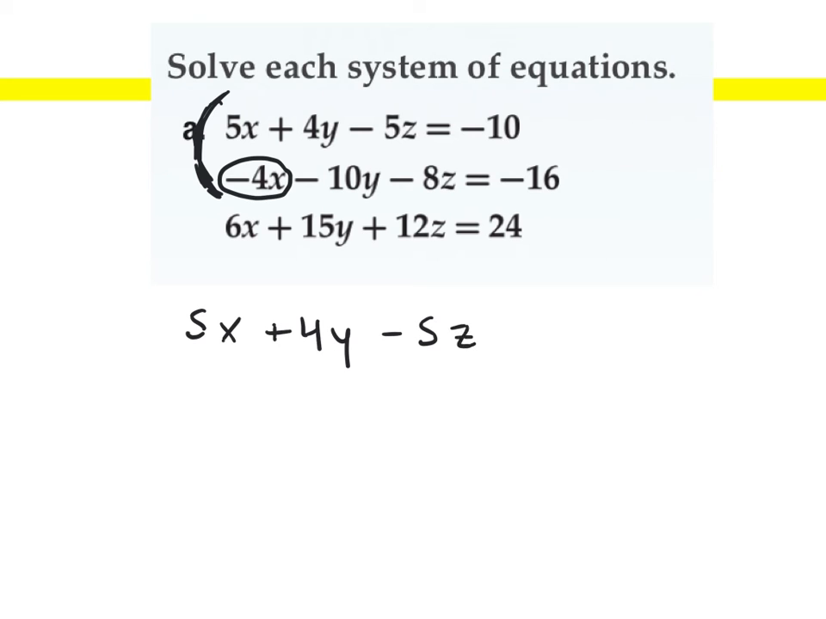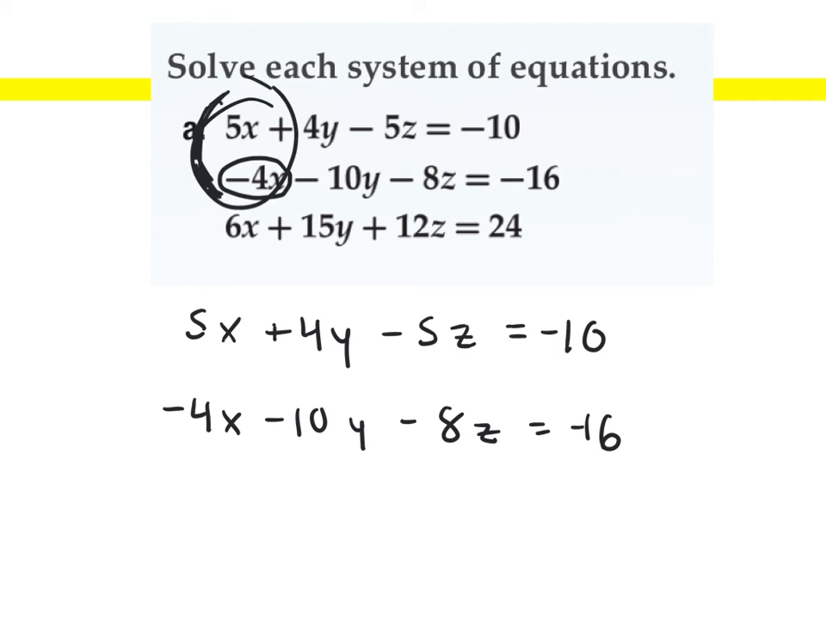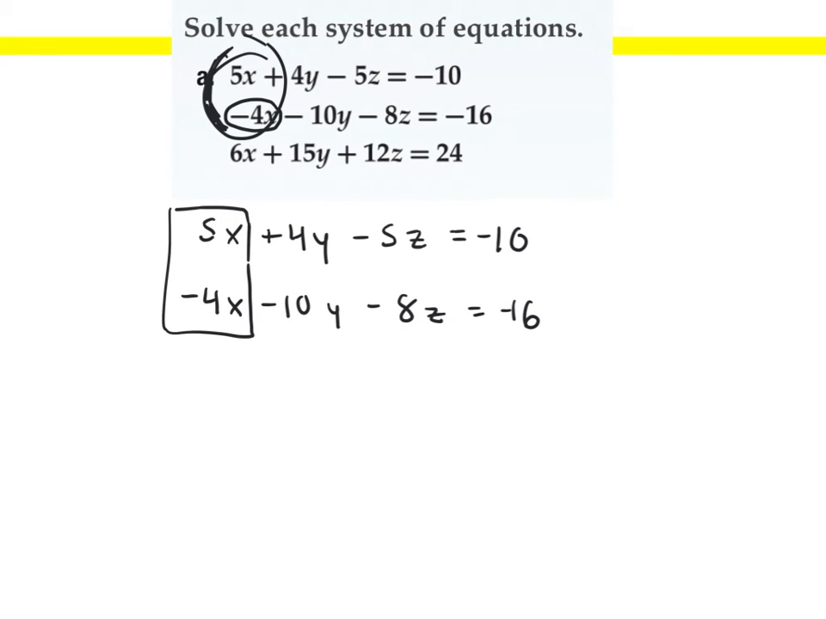So I have 5x plus 4y minus 5z is equal to negative 10. And negative 4x minus 10y minus 8z is equal to negative 16. So I just rewrote them. Didn't do anything yet. Our goal is to cancel out the x's. So how can we get these two to be the same number but opposites? Multiply both. Yeah, we can multiply both. Multiply 5 by 4 and 4 by 5. Awesome. We multiply the first one by 4 and the second one by 5.